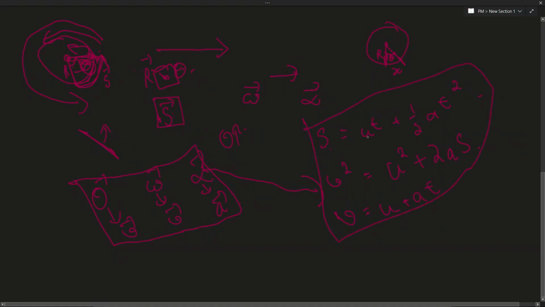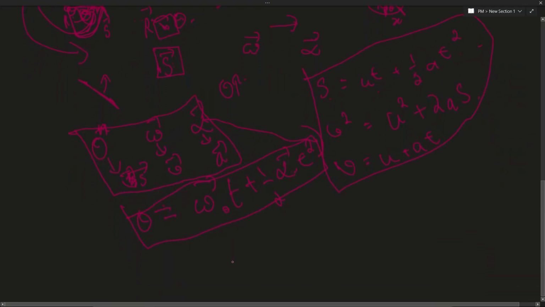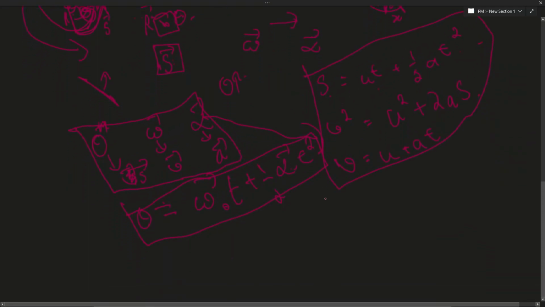So I'll give you one example. S, that is theta, I'm sorry, this should be S. So theta, this is not a vector, equals omega naught, initial angular velocity, t plus half alpha t square. This is a valid equation. This works for rotational motion. Similarly, all of these work.